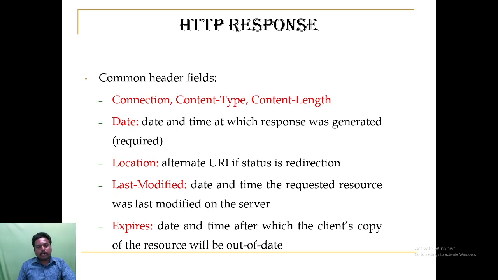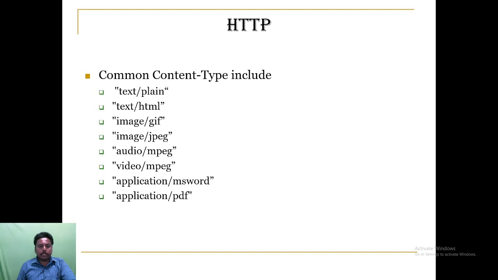Common header fields: connection, content type, content length, date, which means the date and time at which the response was generated. Location, an alternate URI, uniform resource identifier, if the status is redirection. Last modified, meaning what changes were actually made in the last session, will be noted by last modified. Expires, the date and time after which the client's copy of the resource will be out of date.